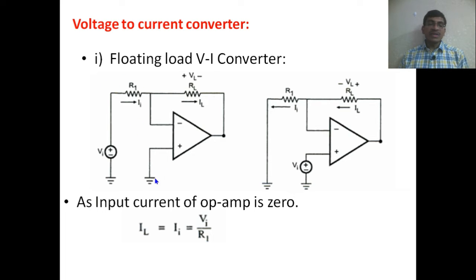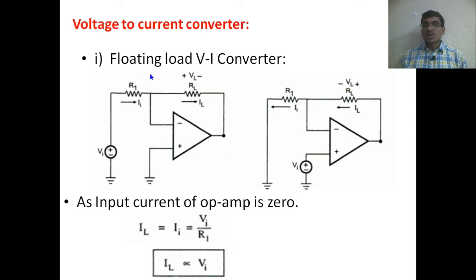This is the equation for the current IL, and IL is proportional to VI. So from this equation we can say IL is directly proportional to the input voltage VI, so that we can say this circuit is working like a voltage to current converter. Here the input signal is the voltage and the output signal is the current. IL is proportional to VI.